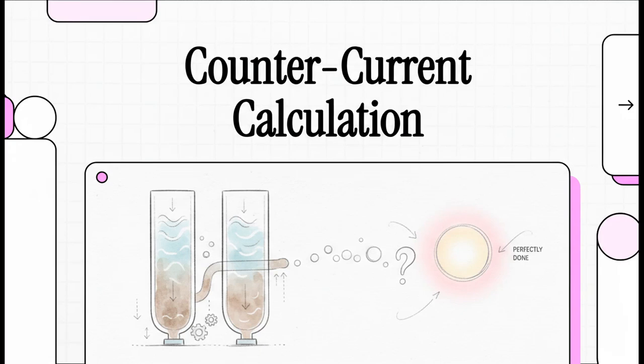Have you ever wondered how big industries get something valuable, like oil, out of seeds without wasting anything? Well, it's all about washing, but there's a trick to it, a magic number of washing stages to do it just right. And today, we're going to figure out exactly how to calculate it.